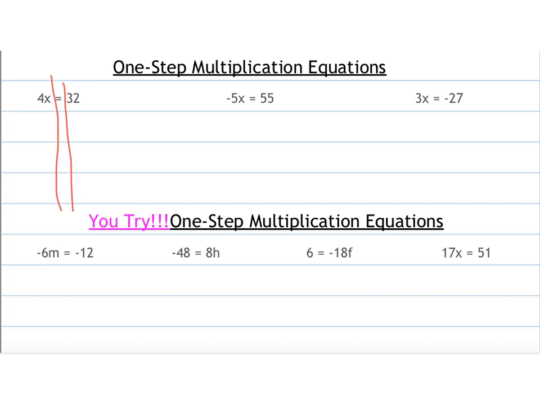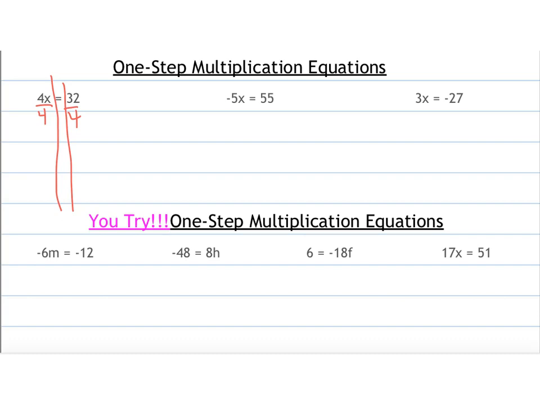But if we don't know it, or if it's a decimal, or if it's a fraction, we don't want to sit and try a million numbers. We want to look at it by doing the opposite to quickly get to our variable. So we know that the opposite of multiplying times 4 is dividing by 4. So I'm going to divide both sides by 4. Remember, that line underneath a number means division.